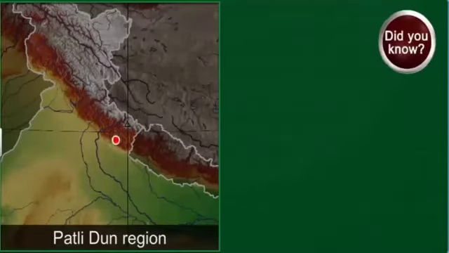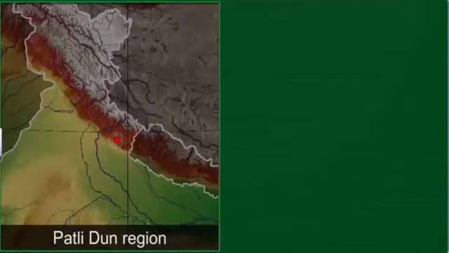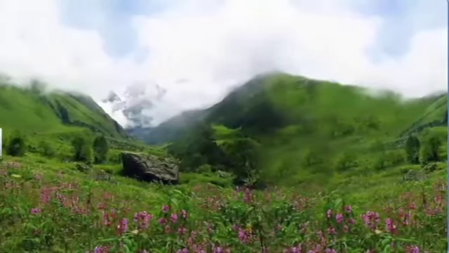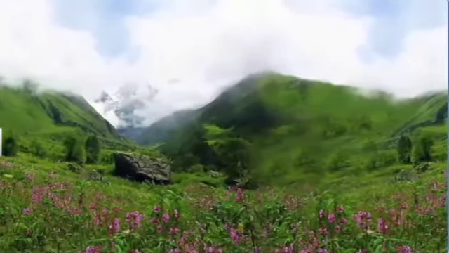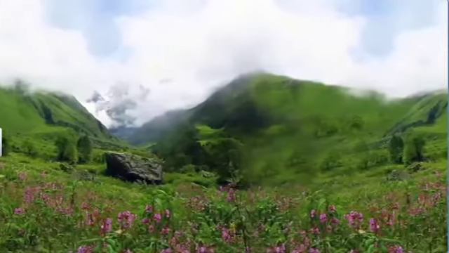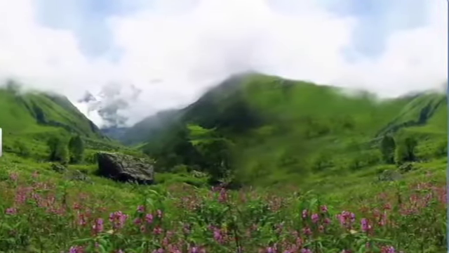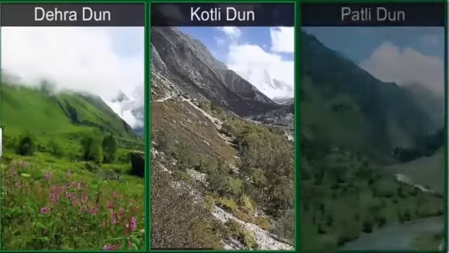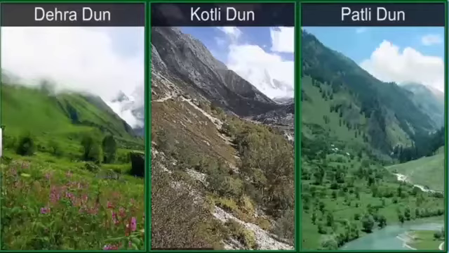You may have heard of Dehradun. The famous hill station of Mussoorie is located in the Dehradun Valley in the state of Uttarakhand. The longitudinal valleys that lie between the Himachal and the Shivaliks are known as duns. That's how the most famous valleys, including Dehradun, Kotli Dun, and Patli Dun, got their names.